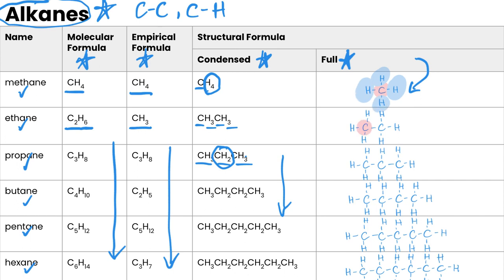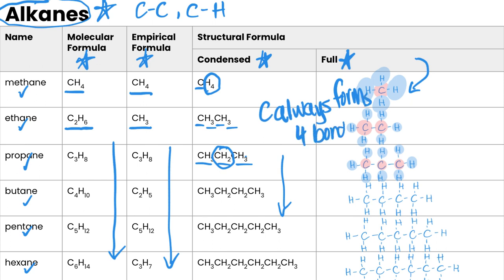Looking at the next one, ethane, 2 carbons, and there are 6 hydrogens attached, 3 each to those carbons, and so on. So we could do propane here, 3 carbons, and then each carbon has hydrogens attached to it. One thing you really need to keep in mind for organic chemistry is that carbon always forms 4 bonds.